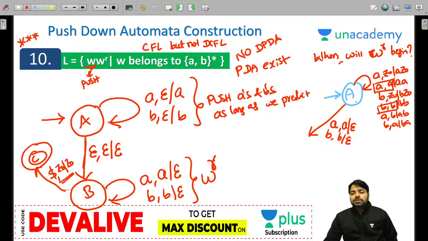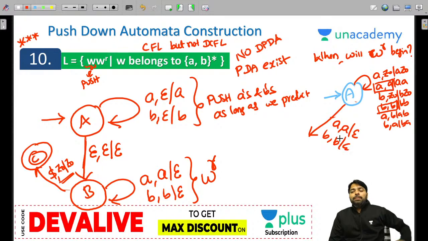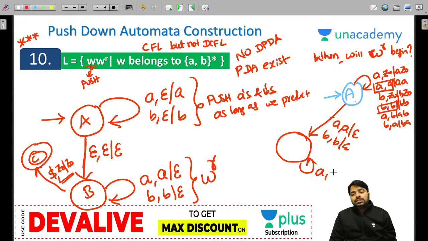Here non-determinism happens, guys. You can look at that. A comma A, we have a non-determinism. A comma A, B comma B, we have a non-determinism. Two paths are there for A comma A. I may push or I may pop, and once I predict, only then I start popping.